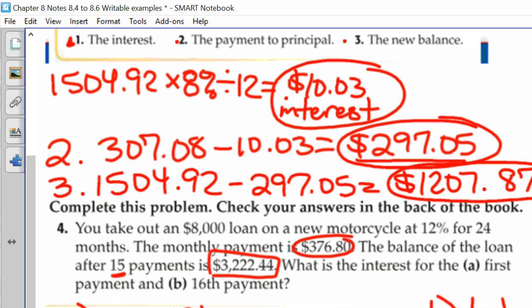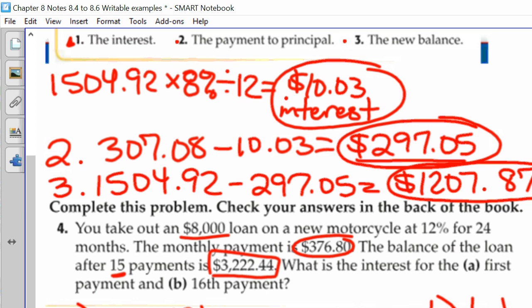Okay. So the interest calculation is, so we're going to start with the very first payment. We owe $8,000. We multiply it by the percentage. We divide it by how many months there are in a year. So when you do that math on your calculator, 8,000 times 12% divided by 12. So for the first month, we are charged $80 in interest.